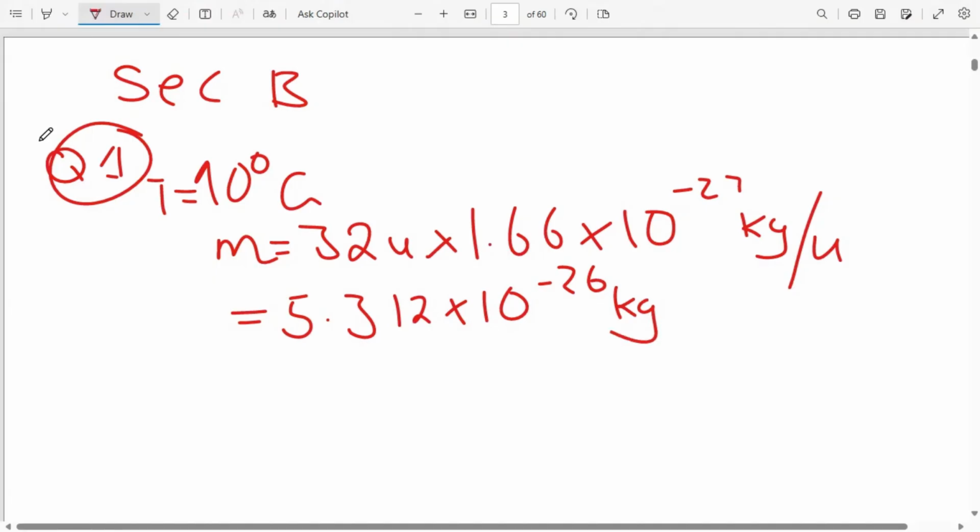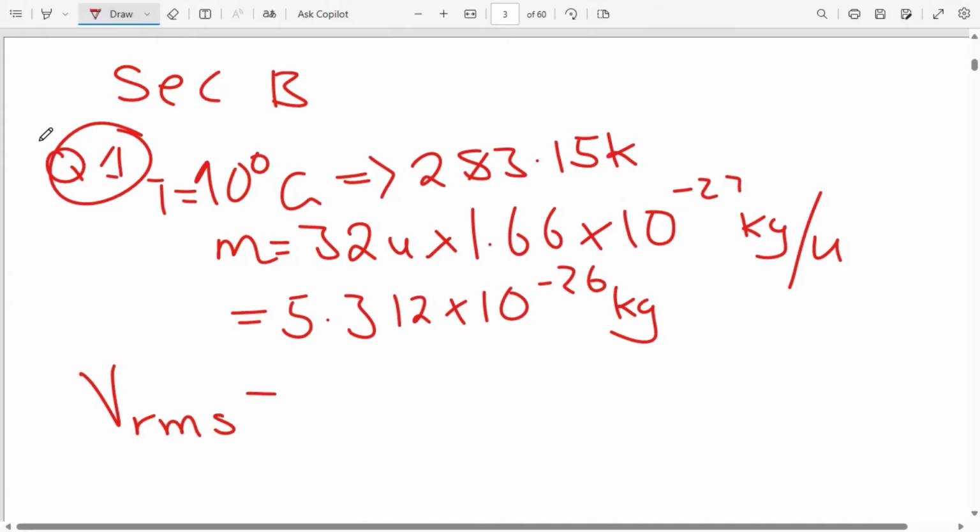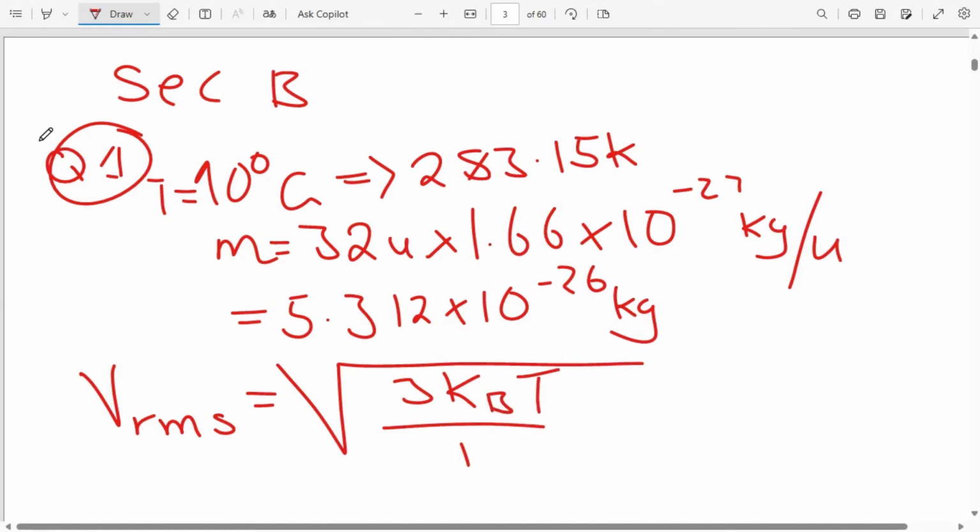Then the temperature, we can convert it to Kelvin. We'll just add 273.15 to this, and we're going to have 283.15 Kelvin as our temperature. Now we're supposed to calculate the root mean square velocity, and we know VRMS is equal to the square root of 3 kB, which is the Boltzmann constant, multiplied by temperature, divided by mass.